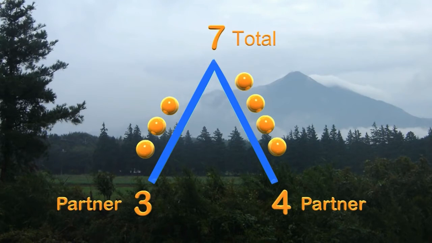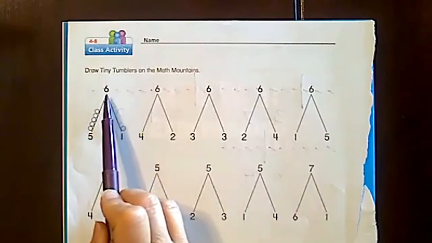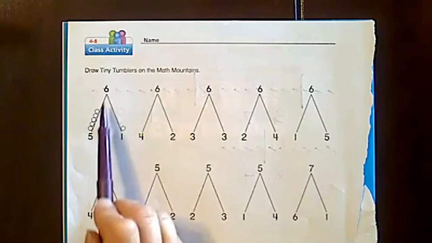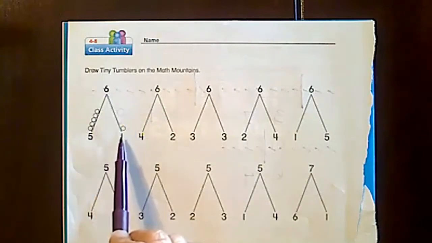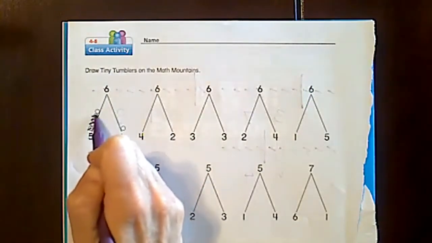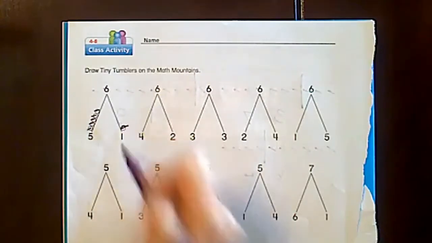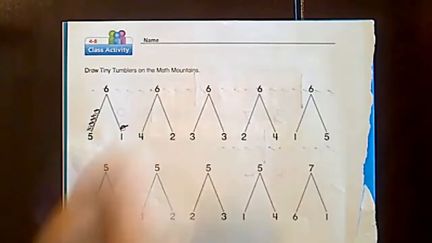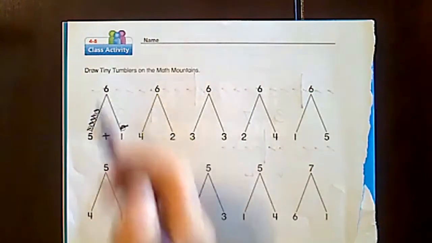Now, let's get back to our worksheet and practice some math mountains with tiny tumblers ourselves. So on this first example, we know that 6 tiny tumblers live on the top. And this morning, 5 rolled down on this side and 1 rolled on this side. Let's go ahead and count them. 1, 2, 3, 4, 5, and 6. Okay, so we know that 5 plus 1 is 6.